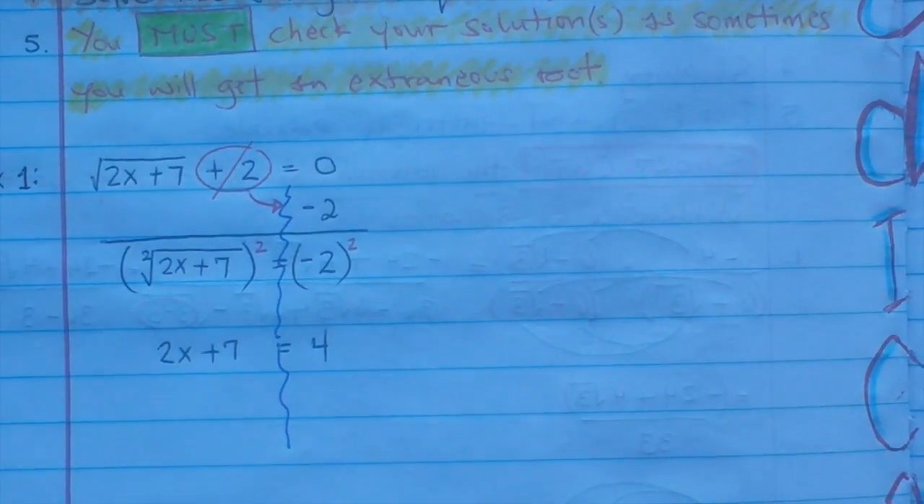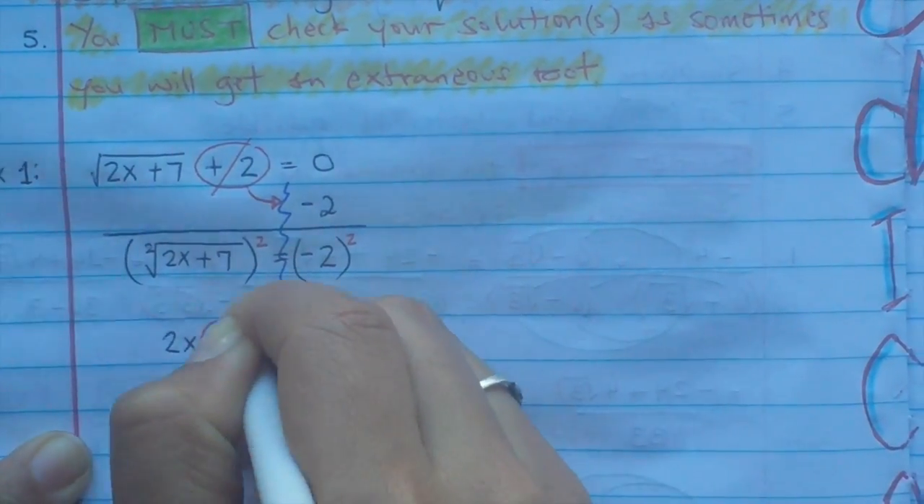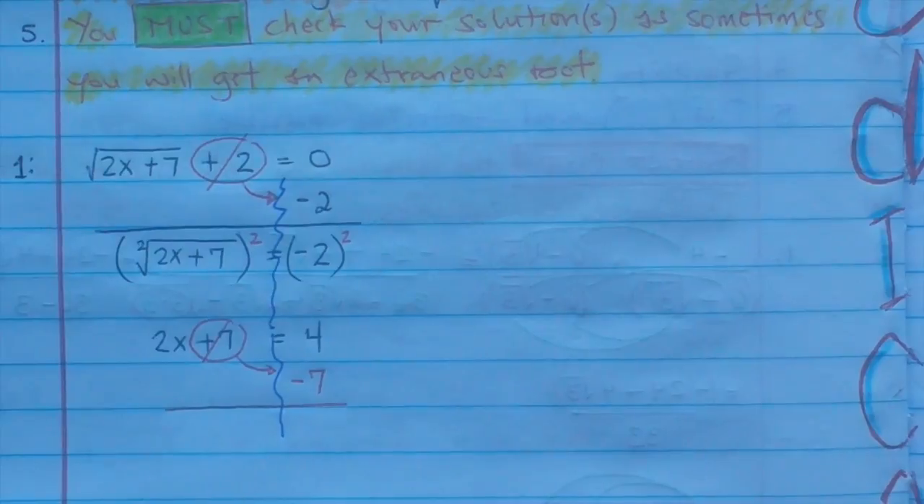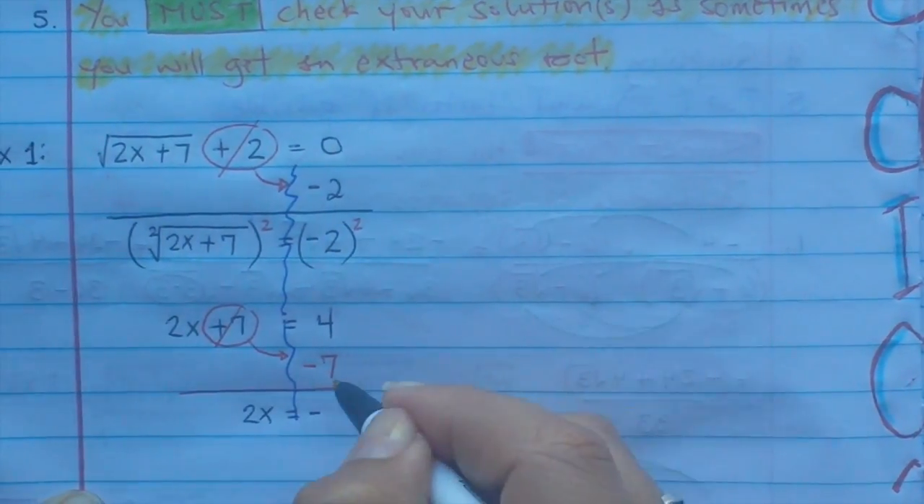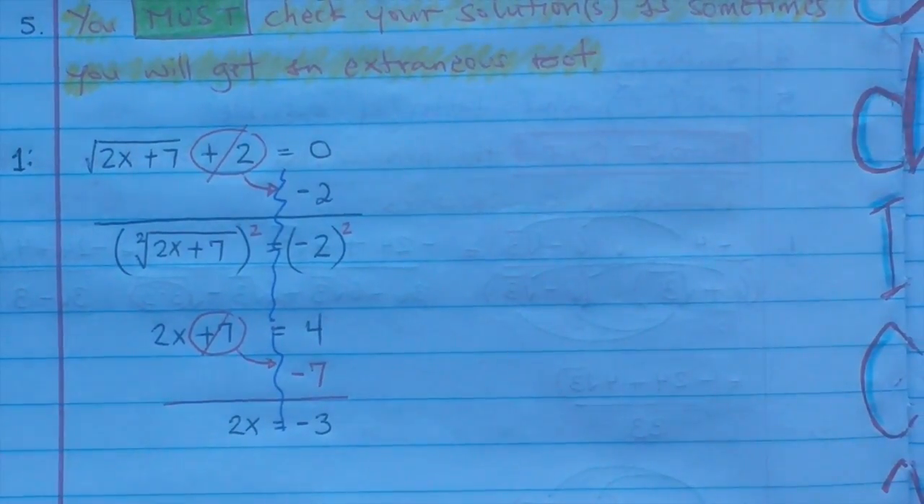So we're going to take the 7 to the other side. It's going to be -7. Then divide both sides by 2.